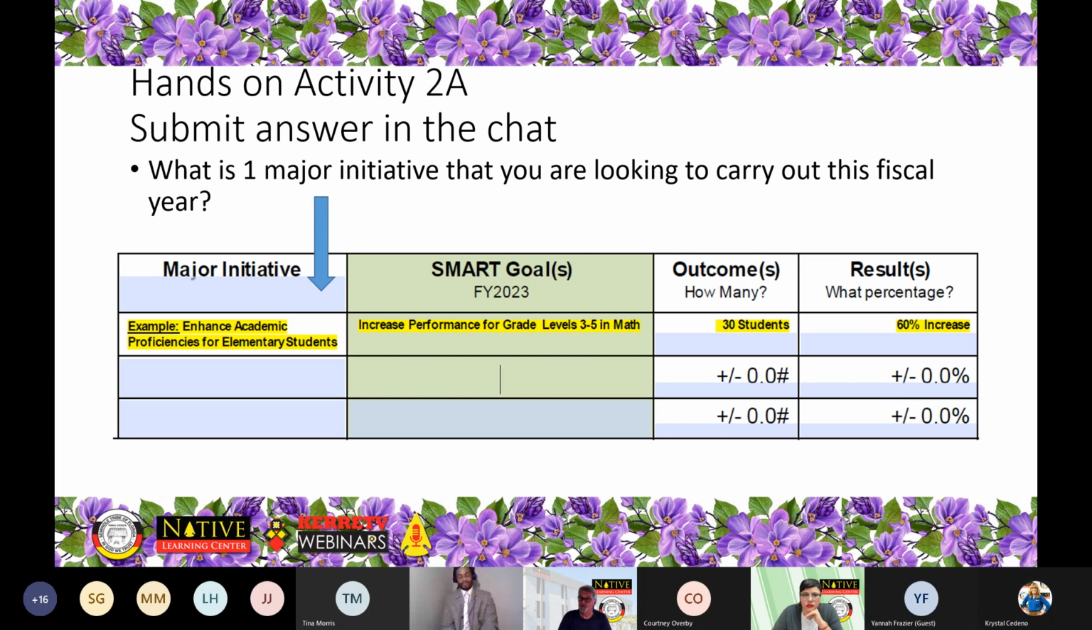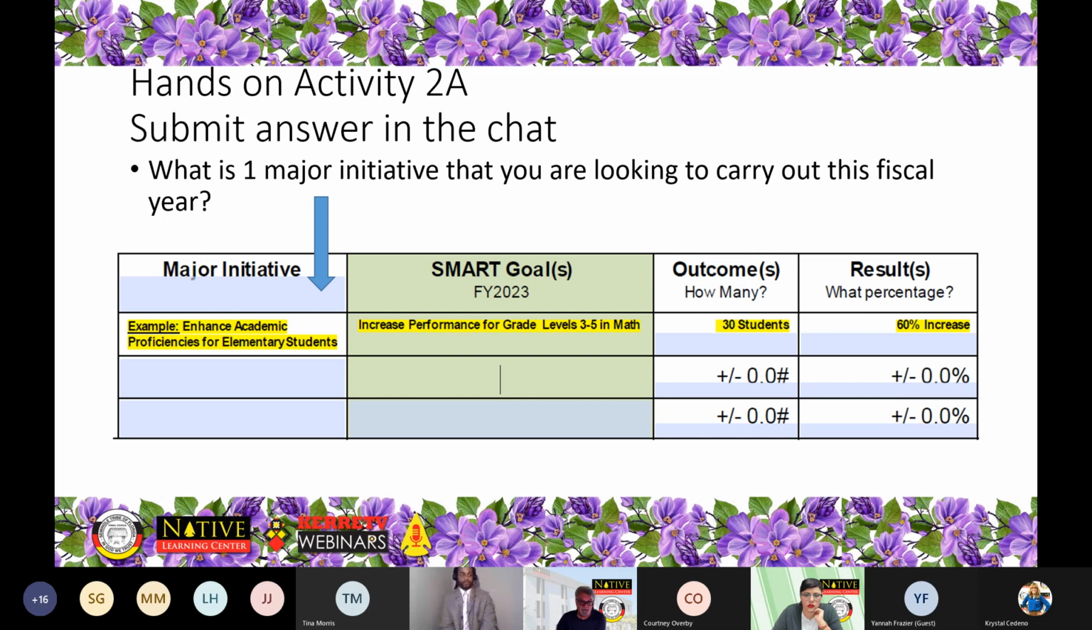Goals, as long as they're measurable in some way or shape. Yeah, she wrote number of participants. Okay. That's all you need to say. Number of participants in the next fiscal year or this year. All right. The outcome is going to be where you're going to put your numbers.